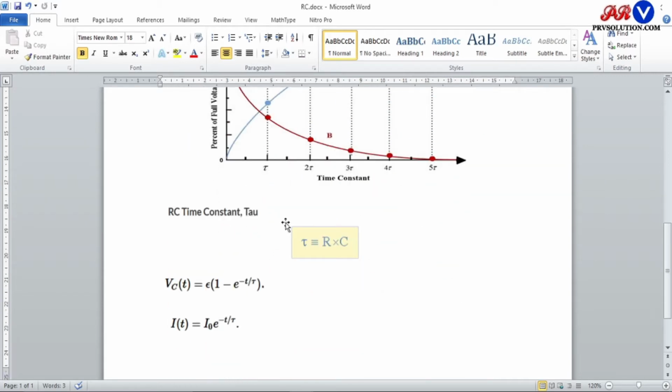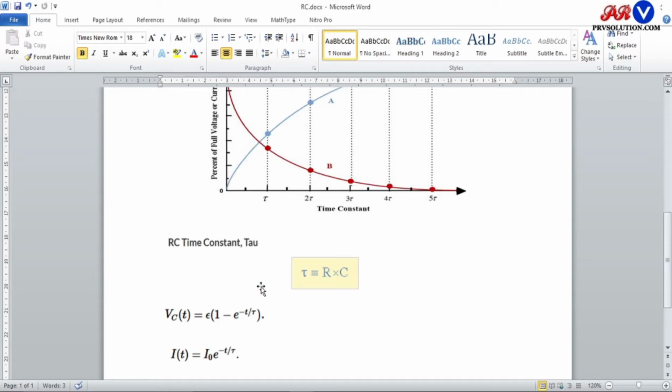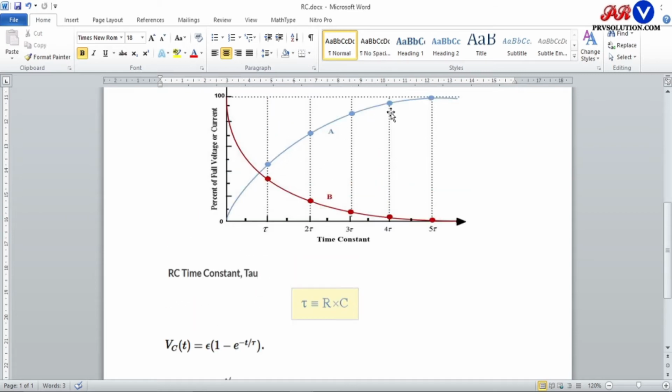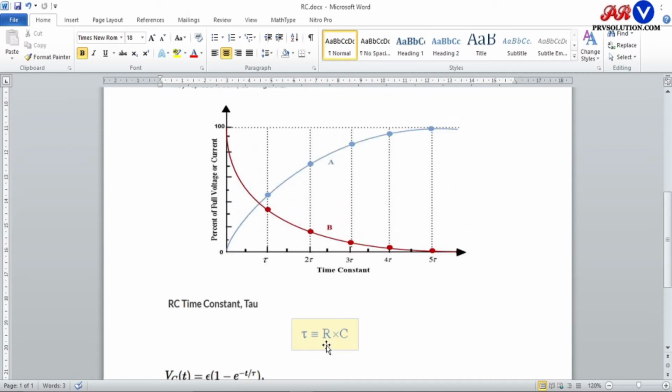In the RL circuit we had the time constant L by R, but now in the RC circuit we have tau equal to R multiplied by C. The voltage equation is V(t) = E(1 - e^(-t/tau)), and i(t) = I0 e^(-t/tau), where tau is the time constant, which is equal to RC. So we can see that voltage will increase with time and current will decrease with time.